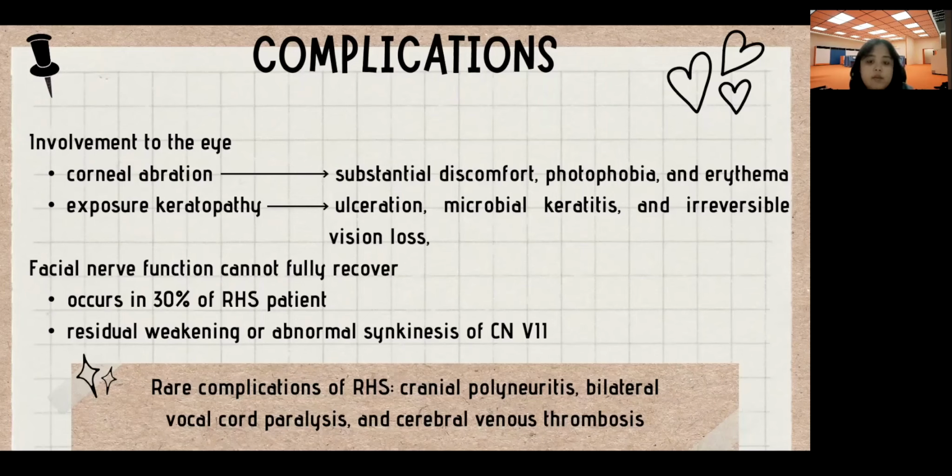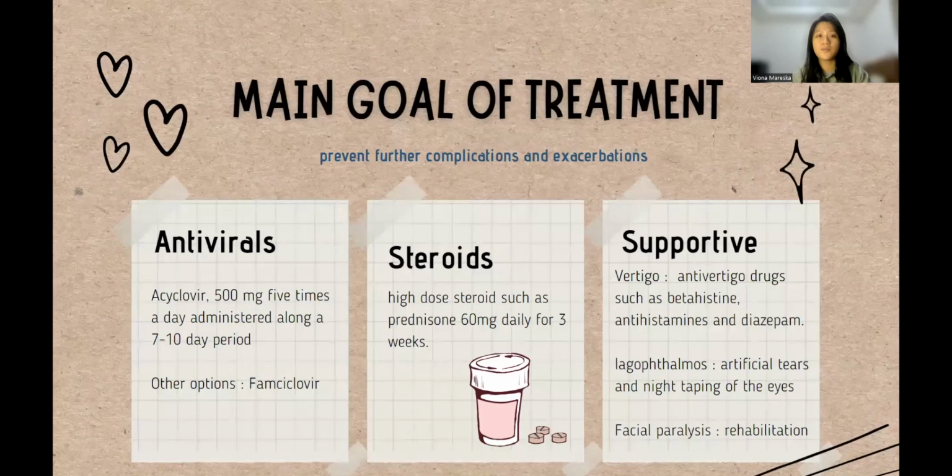In addition to that, approximately 3% of those with Ramsay Hunt syndrome will not fully restore their facial nerve function, marked by the presence of residual weakening or abnormal synkinesis of the facial nerves. There are also some Ramsay Hunt syndrome cases with more rare complications, including cranial polyneuritis, bilateral vocal cord paralysis, and also cerebral venous thrombosis.